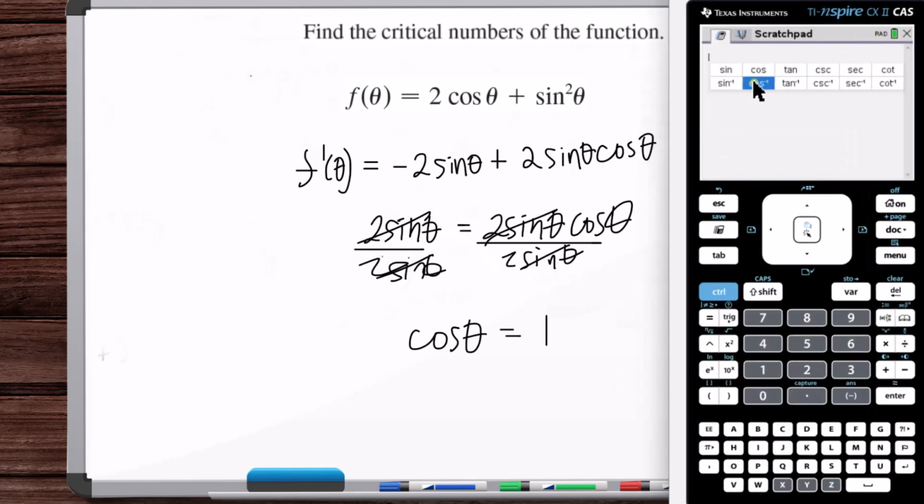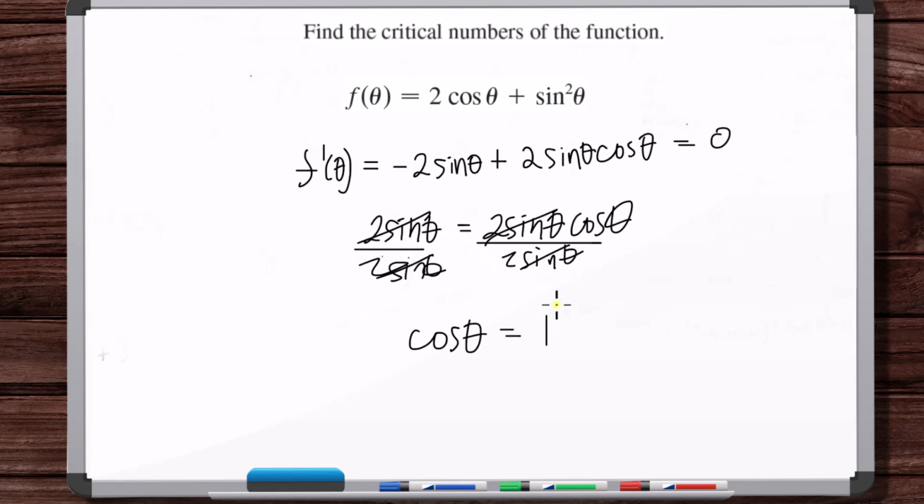So we're in radians. Inverse cosine of 1 is 0. But it's not just 0. It's really like 0 or 2 pi or 4 pi or 6 pi, right? So theta is equal to 2nπ, where n is greater than or equal to 0. So n could be 0, or n could be 1, so 2 pi, or n could be 2, so 4 pi, etc.